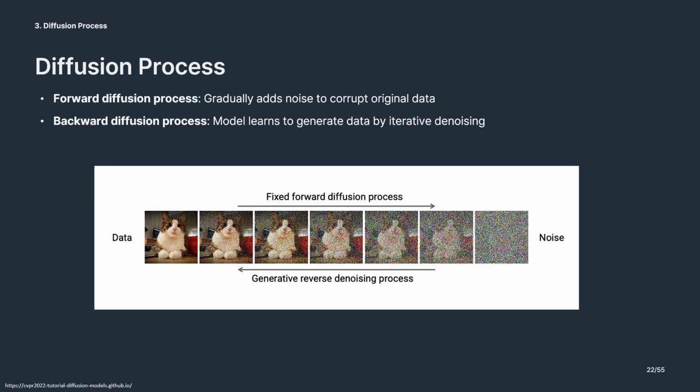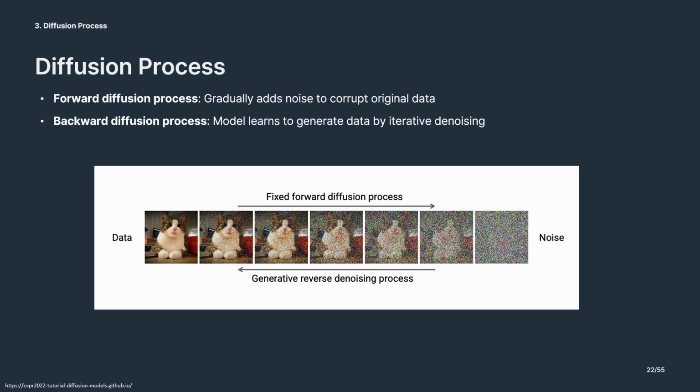The diffusion process has two parts, a forward process and a backward process. In the forward process, we gradually add noise to clean data, like this cat image, until it becomes pure noise. Then, during the backward process, the model learns to reverse this corruption. Starting from random noise, it denoises step by step, eventually reconstructing the original image. Let's say we have a cat image that we want the model to learn.